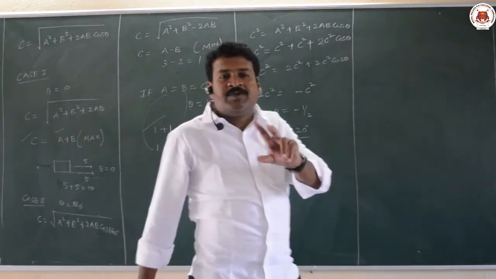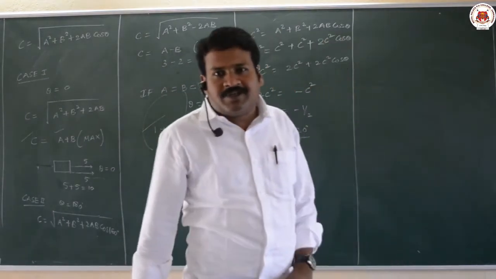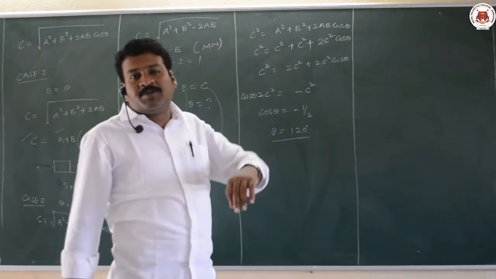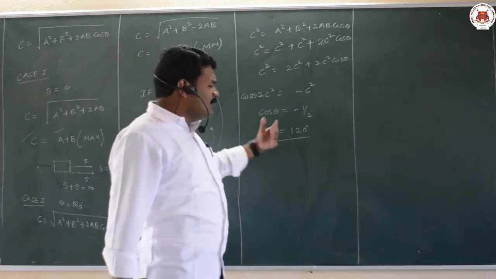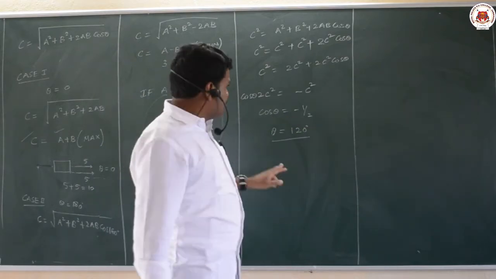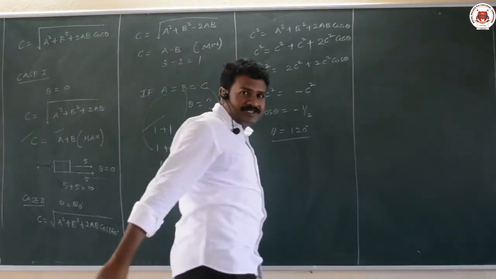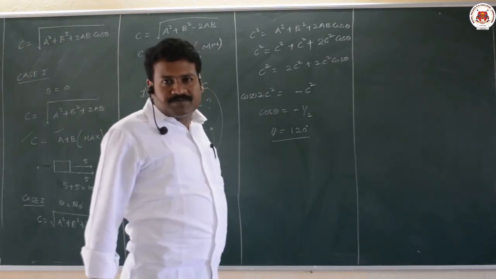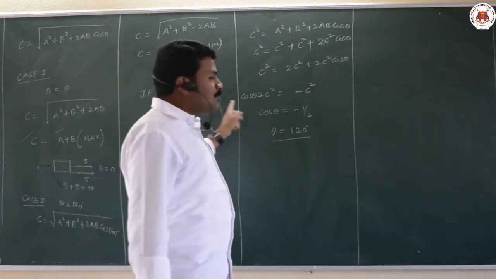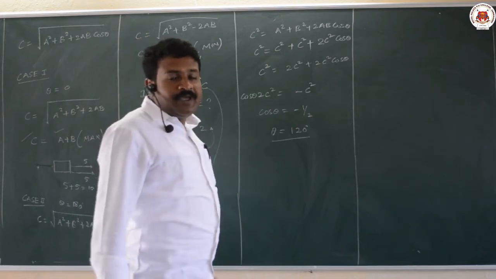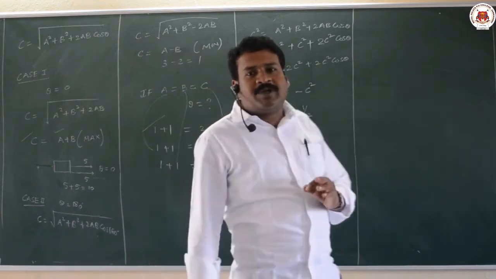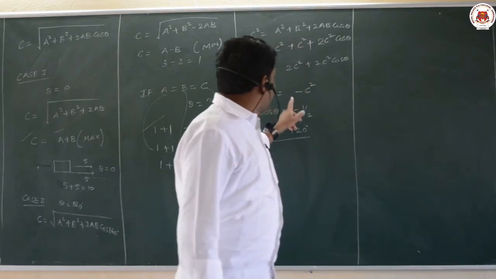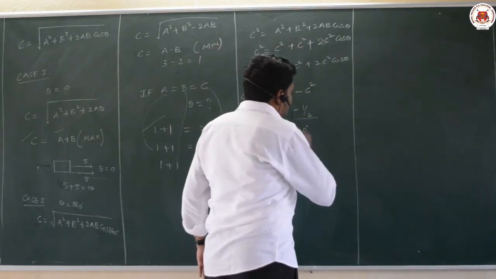If the angle between the two equal vectors is 120 degrees, then the resultant is equal to either of them. You have to remember this sentence very carefully, because you will get the answer directly. Instead of substituting and wasting time in the examination, you can get it directly like this. If A is equal to B is equal to C, that is, if the resultant of two equal vectors is equal to either of them, then they are oriented at an angle of 120 degrees.